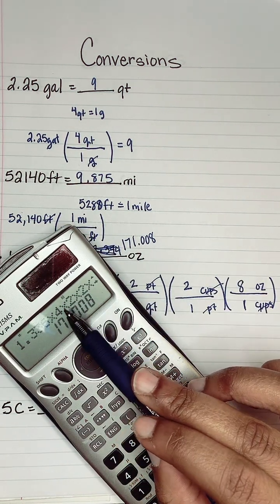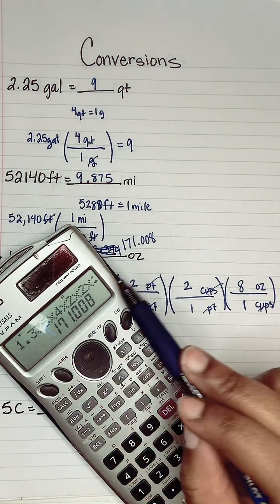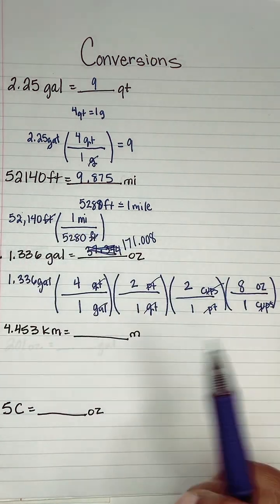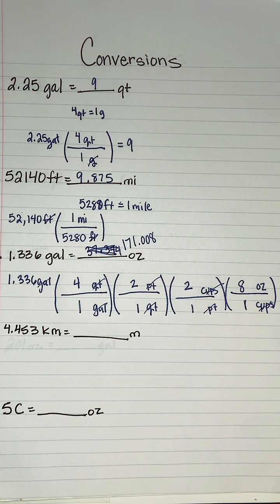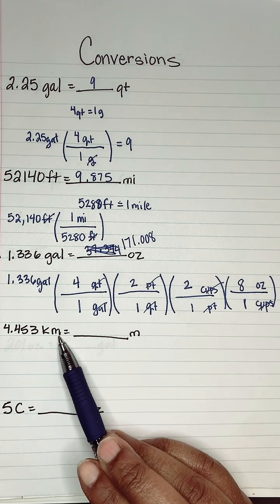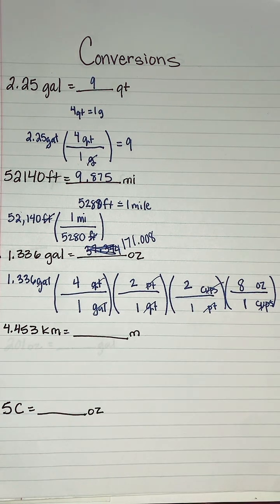So make sure you don't do what I did, put the plus sign instead of the times. But we know we're multiplying by our work. Thank you so much, you guys, for catching that. So let's go to number 4. So we have kilometers to meters.